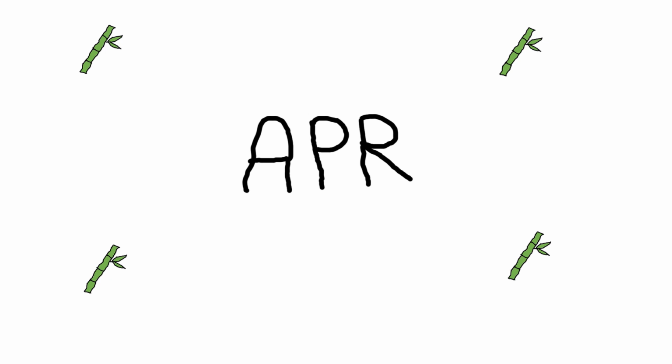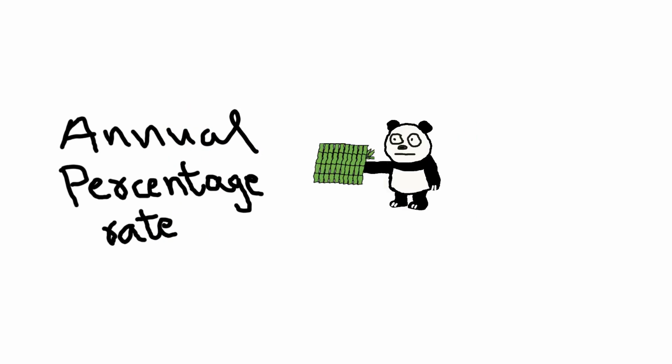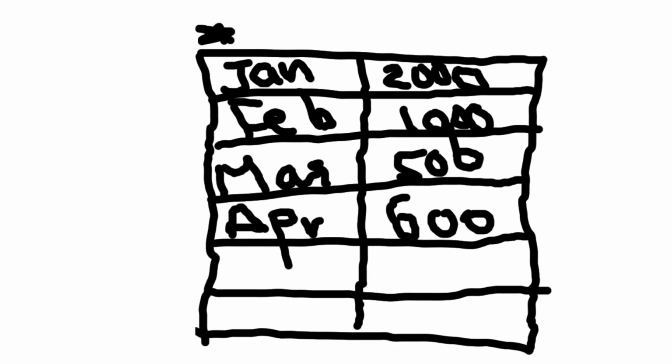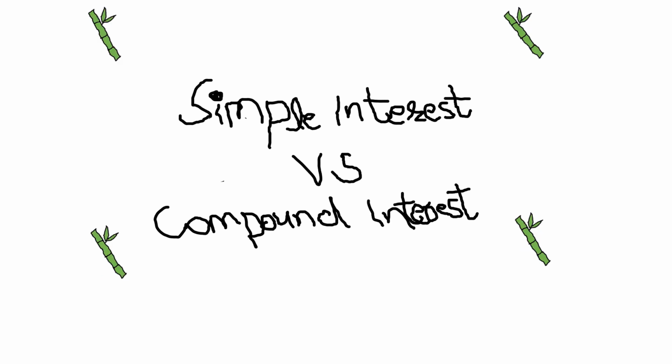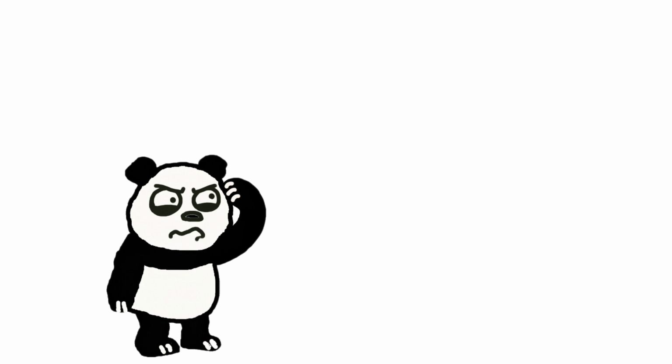And finally, APR. APR is what you see on credit cards. APR equals the yearly cost of borrowing, shown as a percentage. On credit cards, it's usually calculated in tiny chunks over time, not just once a year. Simple interest versus compound interest. This is where people usually get lost, so let's keep it painfully simple.